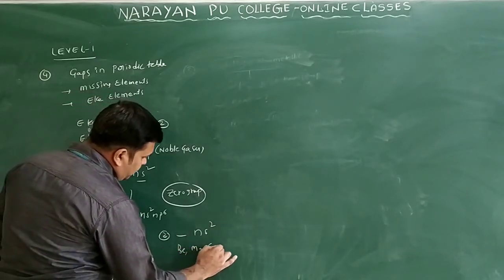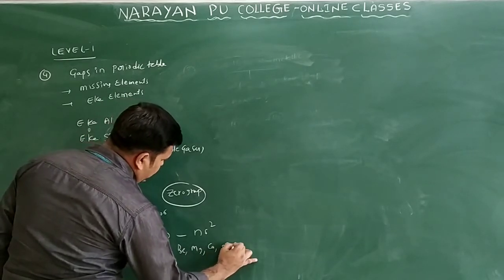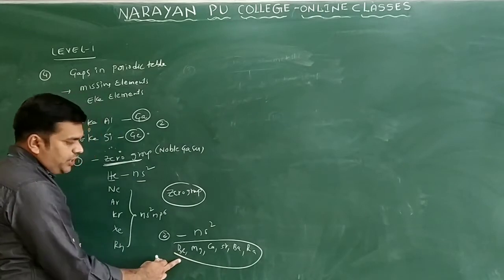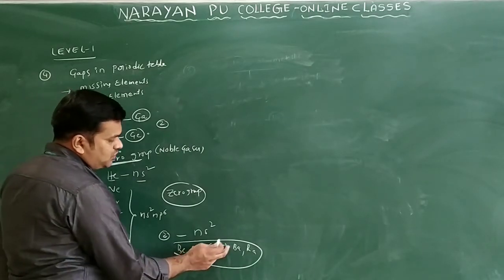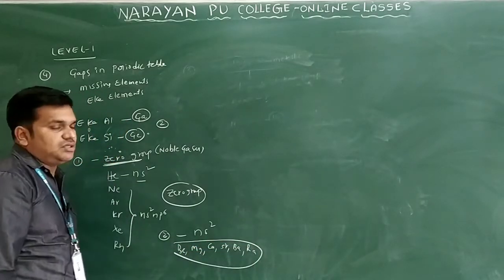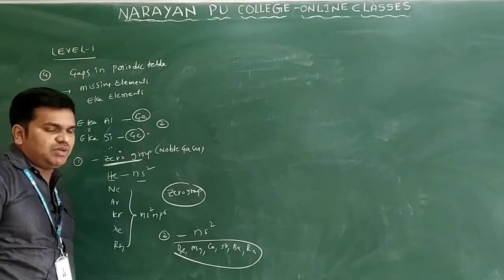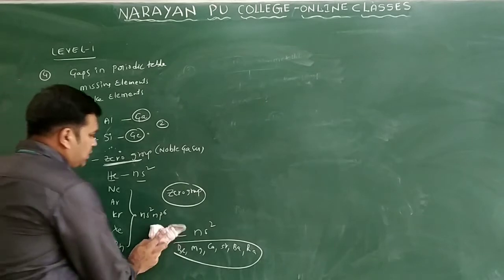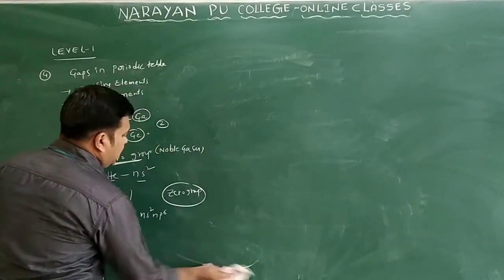What are the elements here? Beryllium, magnesium, calcium, strontium, barium, and radium only. So this is 2s2, this is 3s2, 4s2, 5s2, 6s2, and 7s2. This is common, but the one which does not have the same number of electrons is the zero group. Zero group is the answer for question number 5.